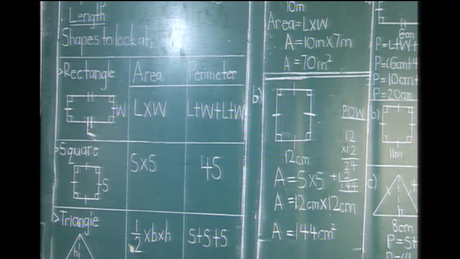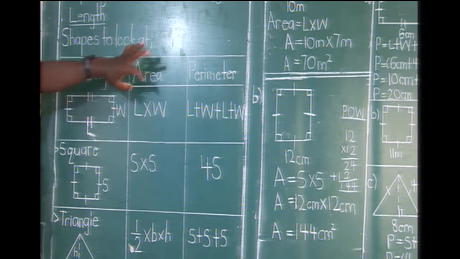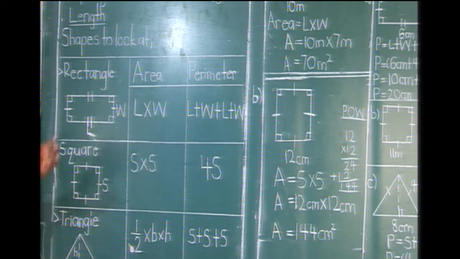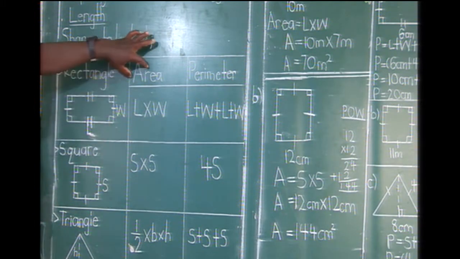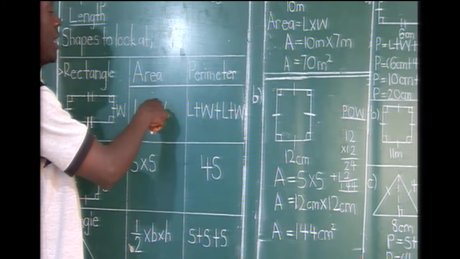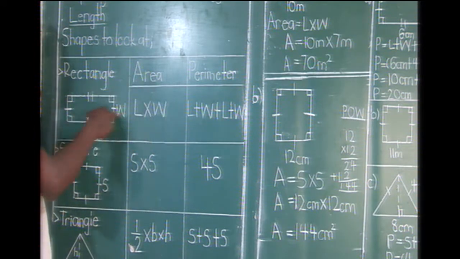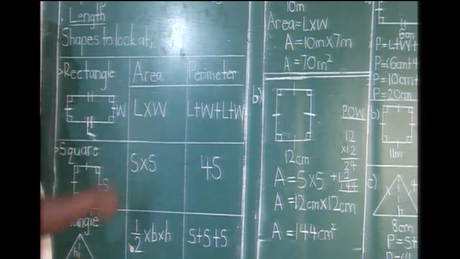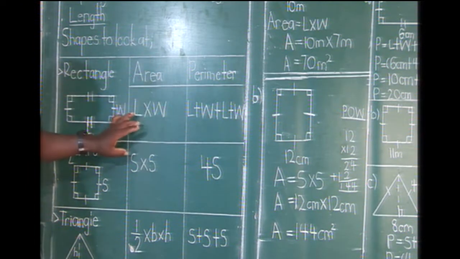Now, we shall later know how to find the area and perimeter of this rectangle. And now, when one is asked for the area of a rectangle, one will multiply length and width. So area of a rectangle equals length times width.